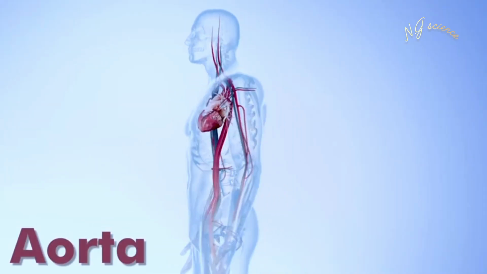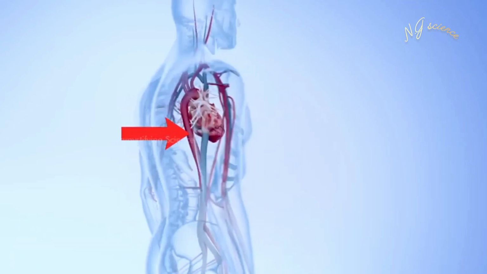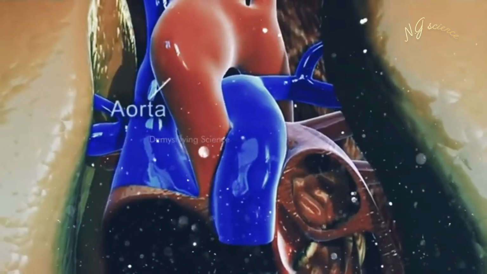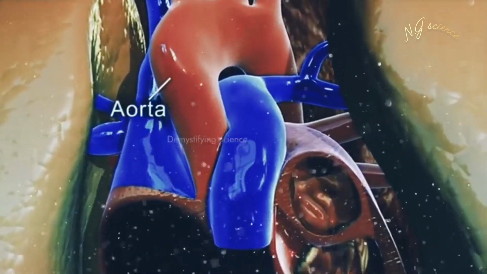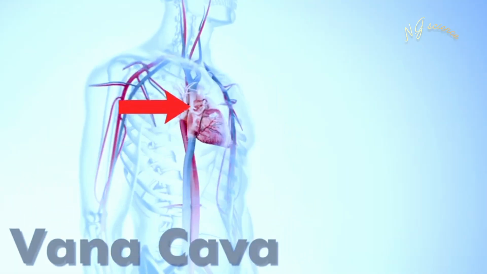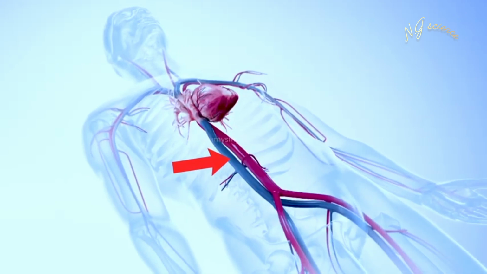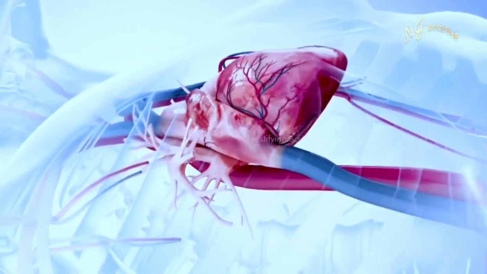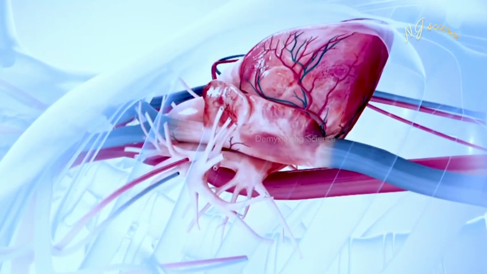Number 1. Aorta. The aorta is the largest artery in the body. It carries oxygenated blood away from the left ventricle to the body. Number 2. Vena cava. The vena cava is the largest vein in the body. It carries deoxygenated blood from the body back to the heart.